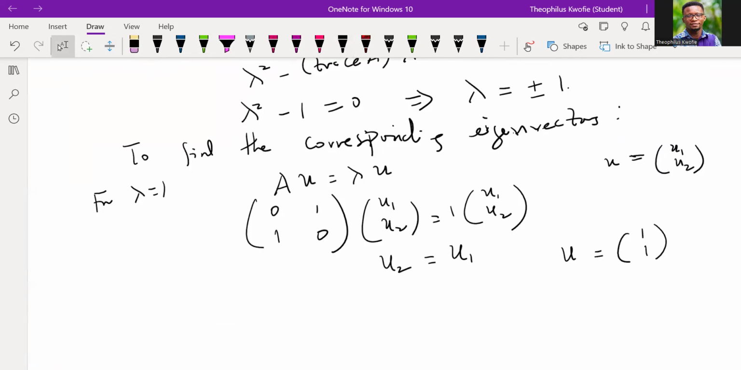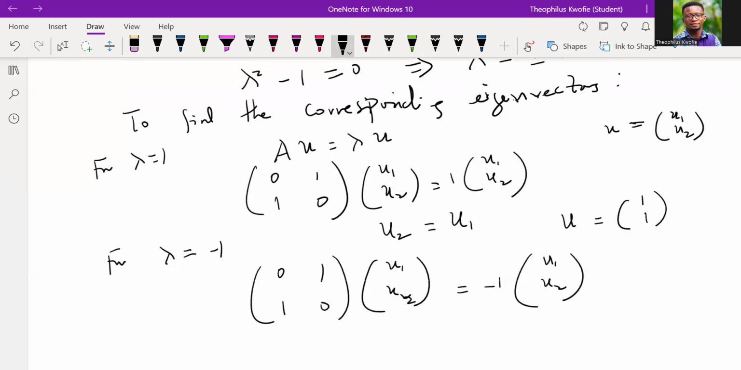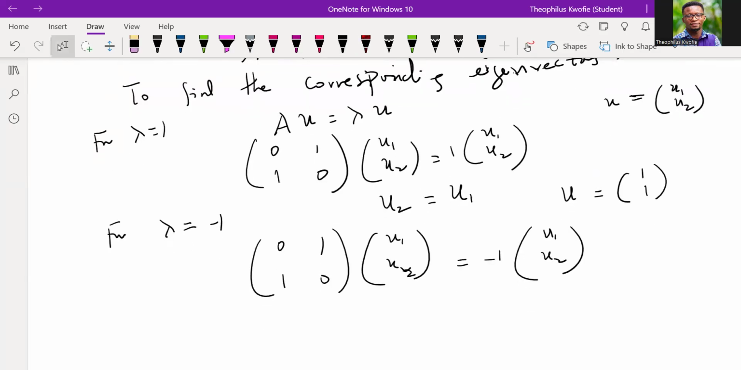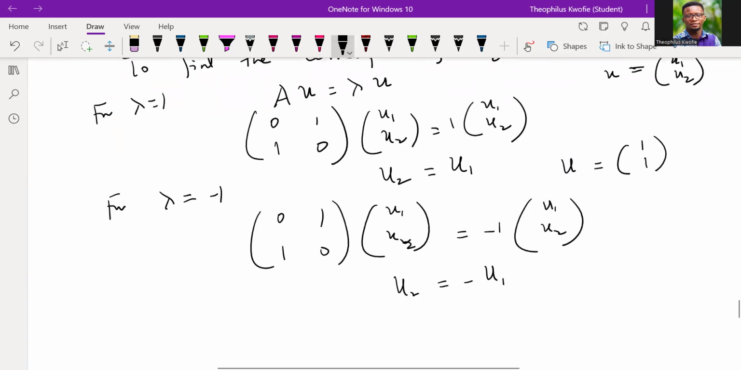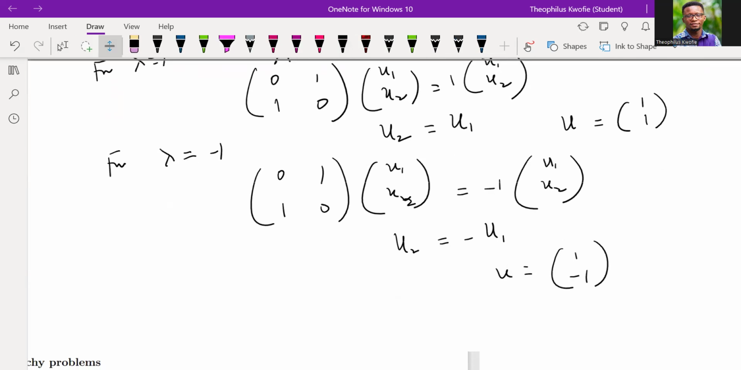All right. Now we also have to look at the other eigenvalue. For lambda equal to -1, we use the same matrix, 0, 1, 1, 0, multiplying the vector U1, U2, equal to negative multiplying U1 and U2. Is that okay? When we solve, you should have U2 equal to minus U1. So on that note, your U will be 1 and -1.